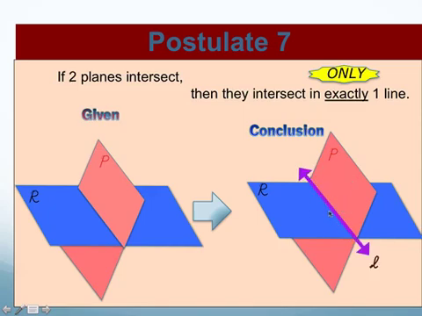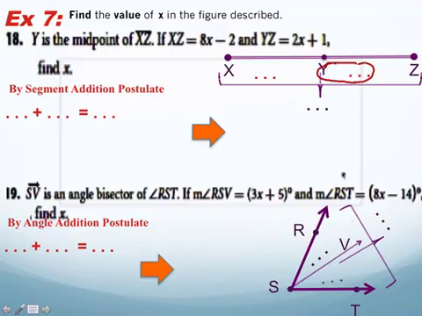So the two papers will blend in the middle, like purple, like that. Exactly one line means you don't get their intersection being a bigger area or smaller area than one line. So exactly one line. Okay. Next, we can try some examples from the classwork and homework.